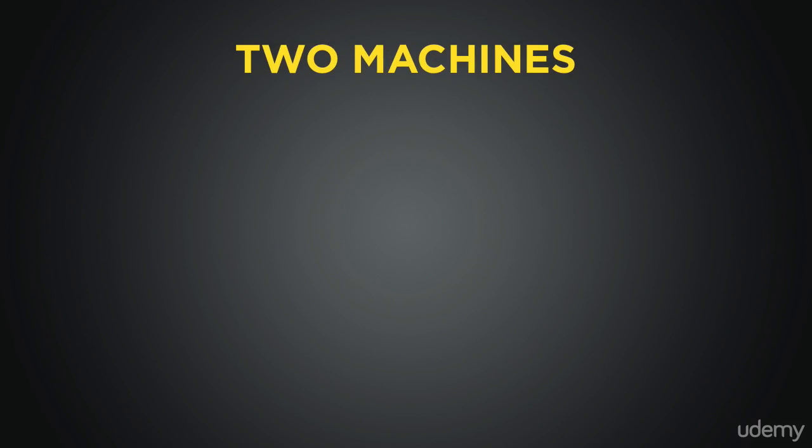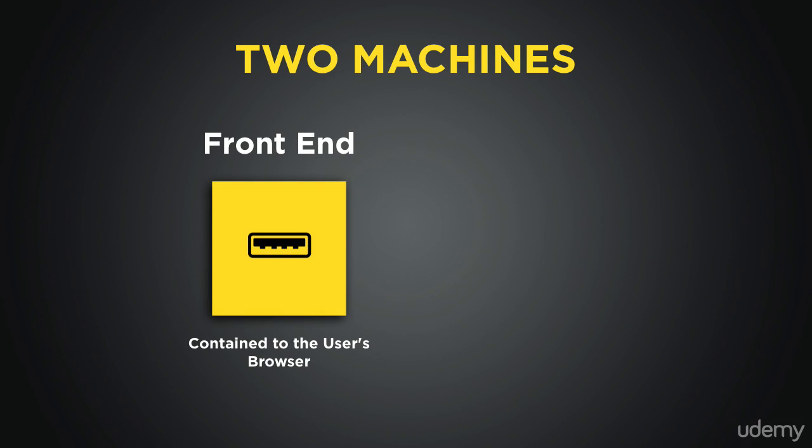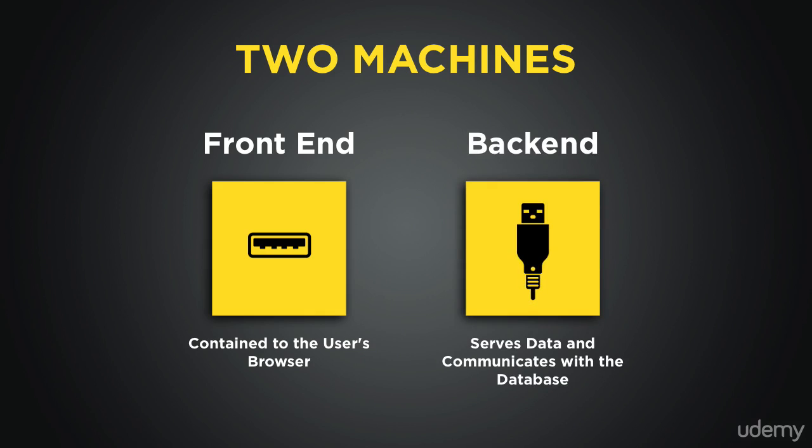So I like to think of this as two separate machines. We have our front-end machine here on the left, and it's a self-contained program. It's got a whole bunch of capability. It can do things all on its own, but it's by itself, and it doesn't have any kind of communication with the outside world. It doesn't have communication with anything beyond the user's browser. And then here on the right, we've got our server-side application, which is contained unto itself as well.